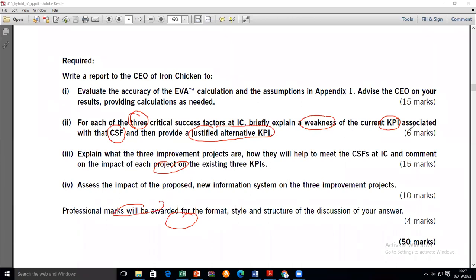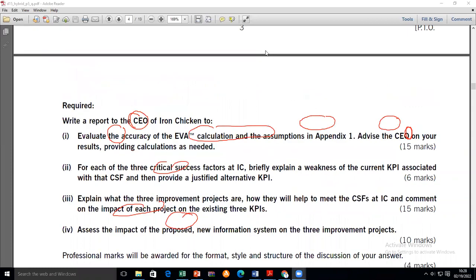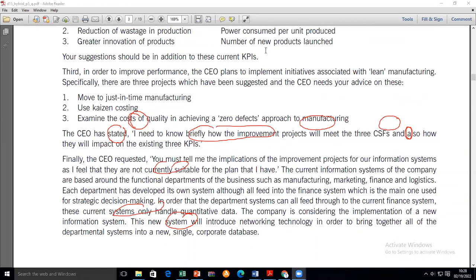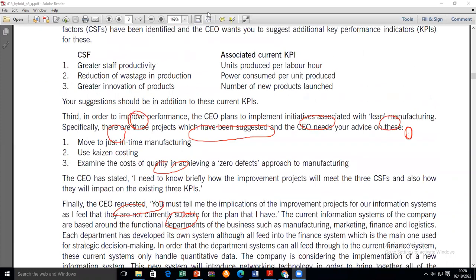So for 6 marks, the examiner wanted you to identify the weaknesses of these critical success factors. Let's just have a glance at the critical success factors and the associated KPI. And upfront, even before the case, you can see some shortfalls.